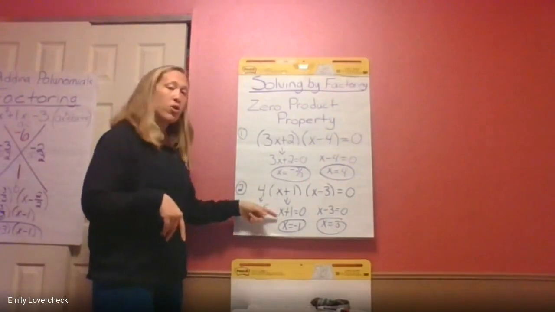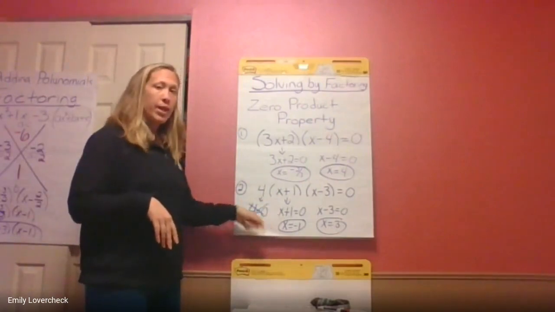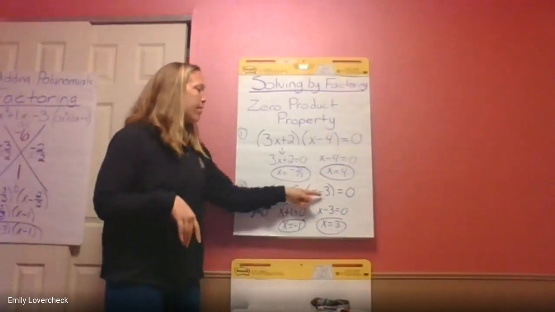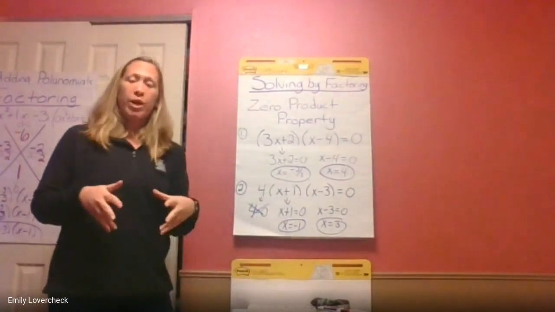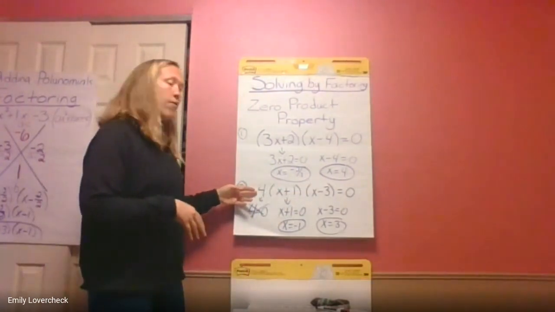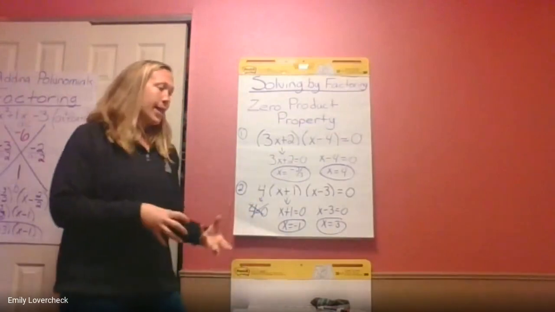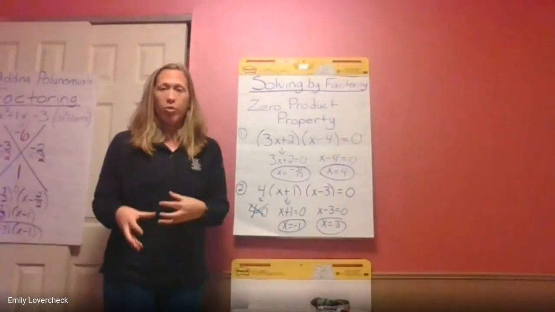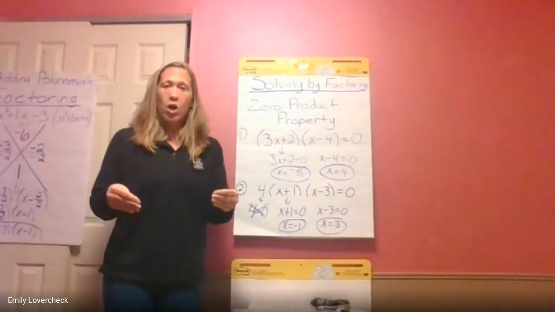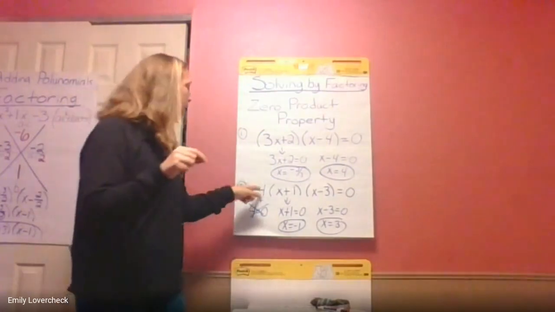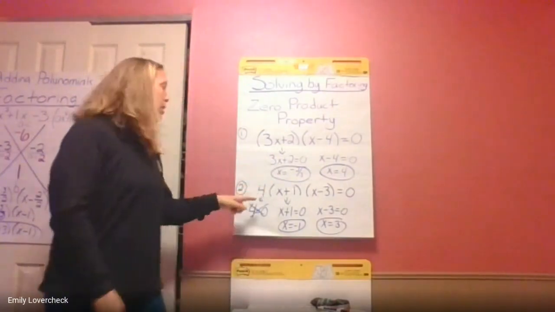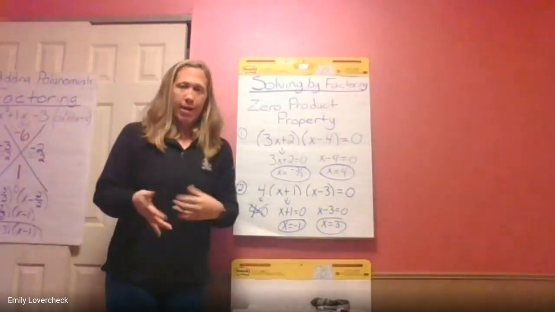Then I set x plus 1 equal to 0, and I get x equals negative 1. And then I set x minus 3 equals 0, and I get x equals 3. So my answer for the number 2 problem would be x equals negative 1, x equals 3. Again, that's where that quadratic would cross the x-axis. This quadratic would be going up because a would be 4 and a is positive.